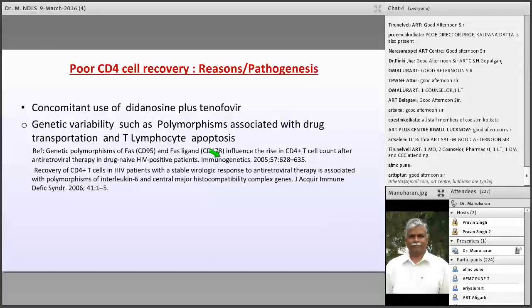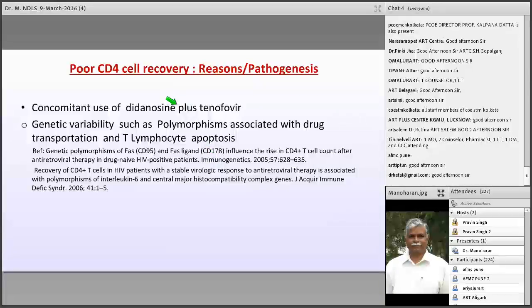And there are some other reasons also. The concomitant use of didanosine with tenofovir, but we no longer use didanosine in our program, and genetic variability such as polymorphisms associated with drug transportation and T lymphocyte apoptosis, which we have already seen.